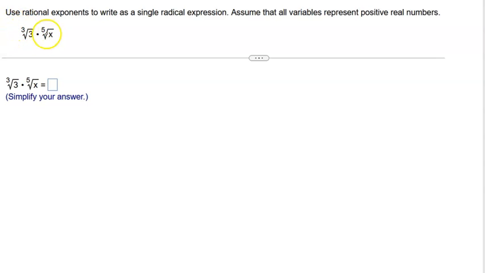This is a cube root, this is a fifth root, which means as it sits, we cannot multiply the 3 times the x because it's two different roots. So they suggest use rational exponents to write as a single radical. So that's what we're going to do. If I use rational exponents, that means I change the cube root of 3 to 3 to the 1/3, right? And then the fifth root of x is x to the 1/5.